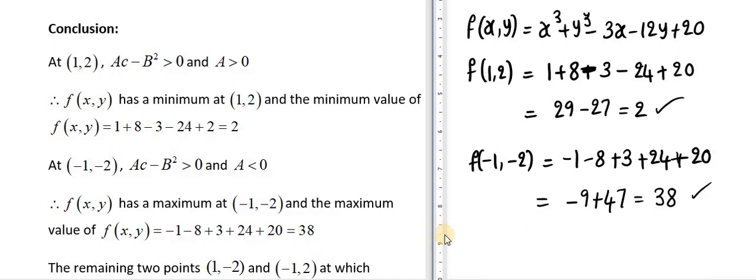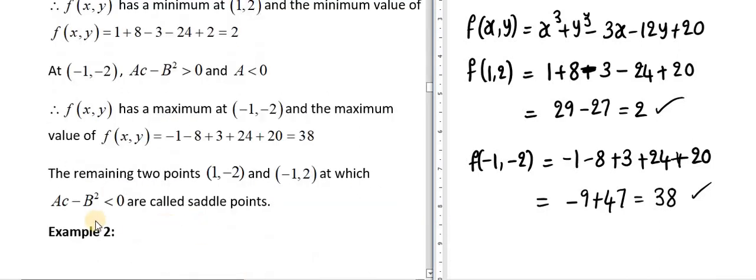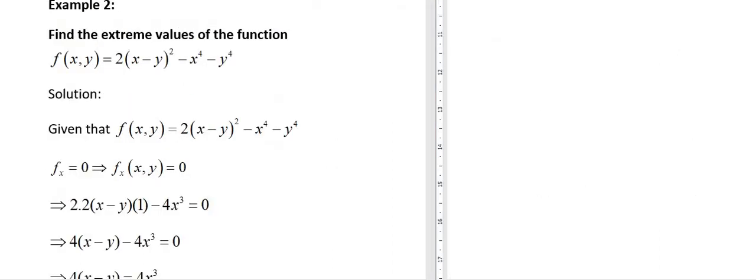What about the remaining 2 points? The remaining 2 points 1 comma minus 2 and minus 1 comma 2, at which AC minus B square value is less than 0. Whenever AC minus B square value is less than 0, at those points f of x comma y is having neither maximum nor minimum. Those 2 points are called saddle points.